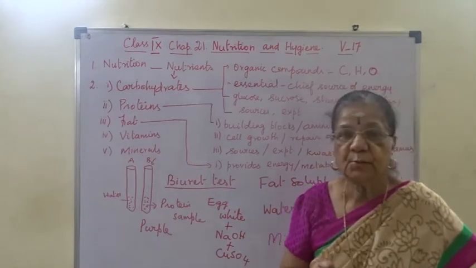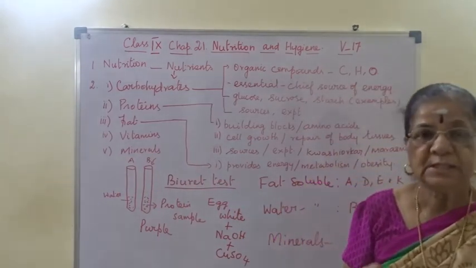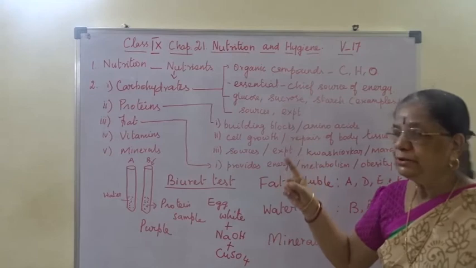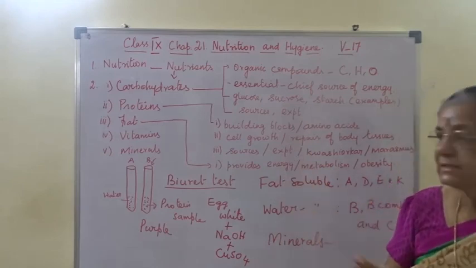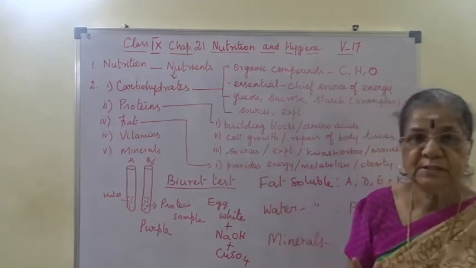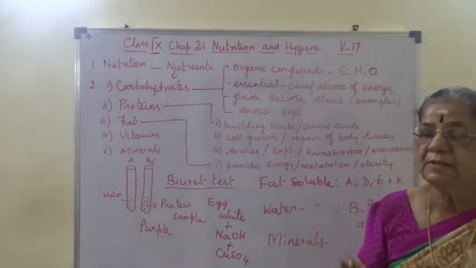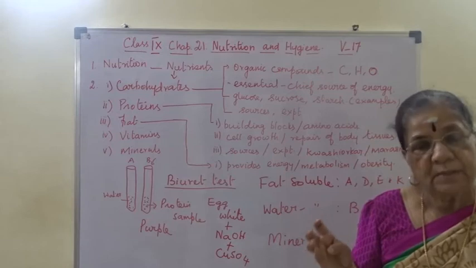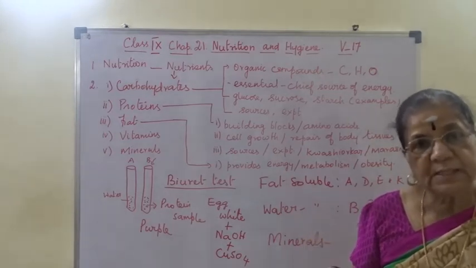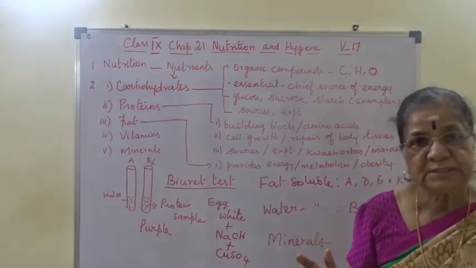So for carbohydrate, the test for starch is the iodine test; for protein, the Biuret test; and for fat, the oily translucent paper. We will check the presence of carbohydrate, protein, and fat. I hope you understand.